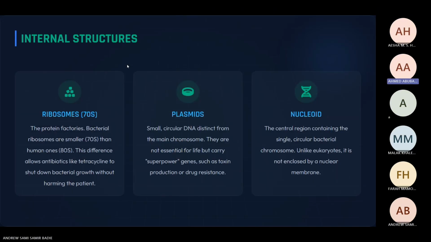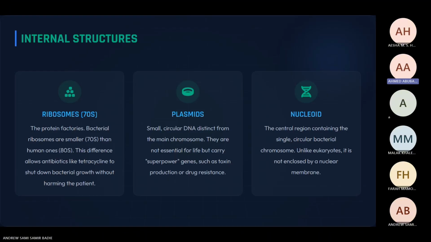Next slide is going to talk about the internal structures again. This has been explained before, which is the ribosomes. Ribosomes specific to the bacteria are very important because they can be targeted by antibiotics. So we can make antibiotics like aminoglycosides and tetracyclines that target the bacterial ribosomes and shut down the protein synthesis pathway.